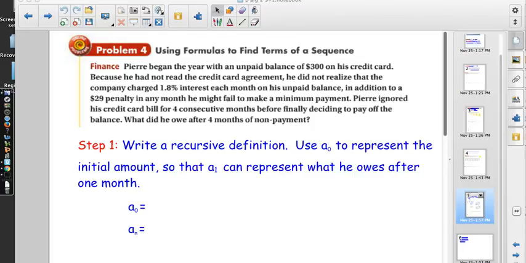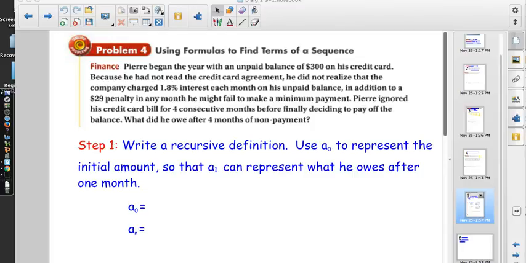In addition to a $29 penalty in any month he might fail to make a minimum payment, Pierre ignored his credit card bill for 4 consecutive months before finally deciding to pay off the balance. What did he owe after 4 months of non-payment now that his credit is totally ruined? Because, I mean, with credit cards you get a statement, you're supposed to pay at least the minimum balance each time. If you don't do that, immediately they flag you, and you want to make sure you have those paid as quickly as possible.